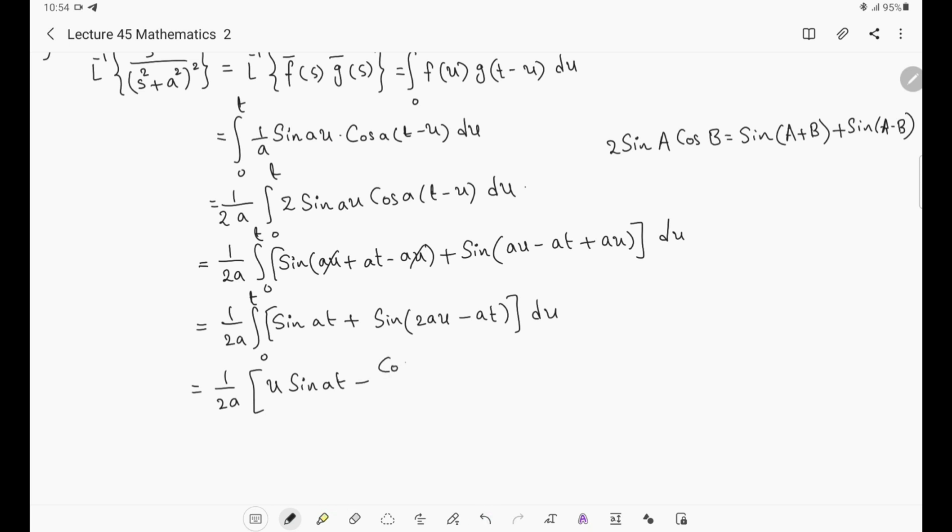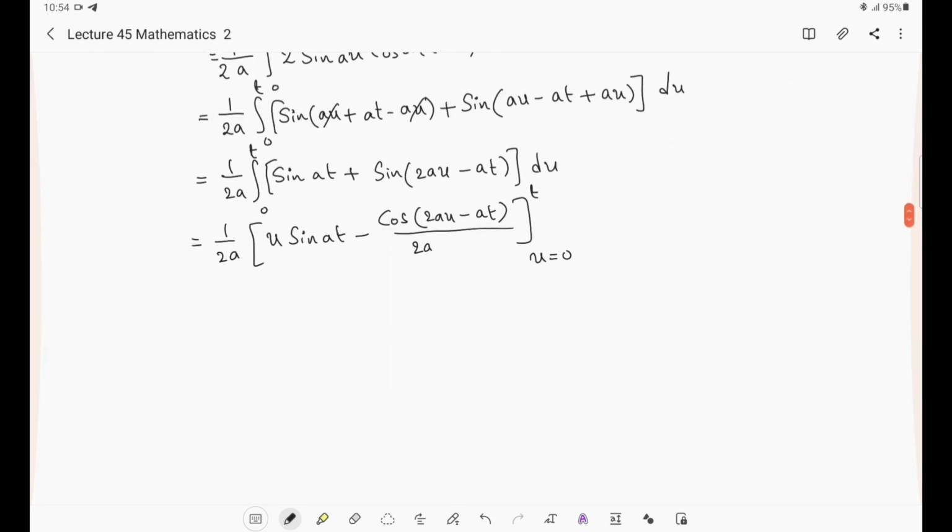So minus cos of 2au minus at, because the integration is with respect to u. The differentiation of this complete thing with respect to u will come in the denominator. So 2a into the integration of u is 1 and the integration of at is 0. So I'll get 2a here, right? And the limits will be from u equals 0 to t. This is what we will get.